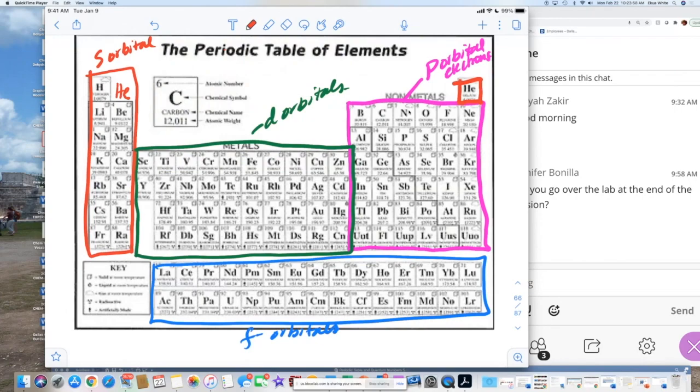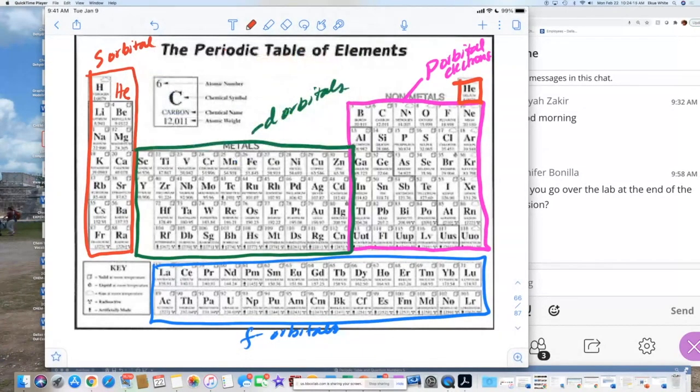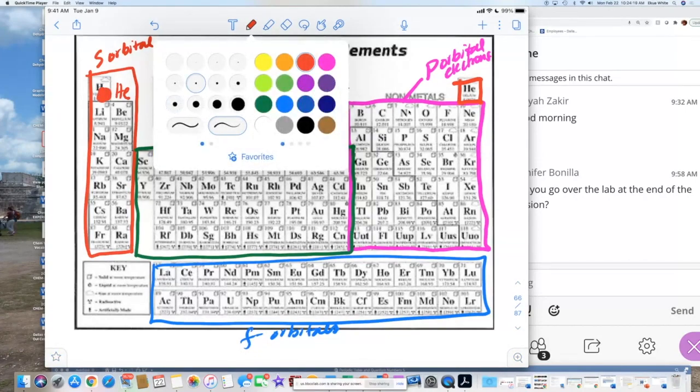Okay, now they're asking for energy level. I'm going to go through and use this one right here. Maybe not, I'm going to use the black one to write. Okay, so remember, this starts from energy level... that was too big. Smaller.